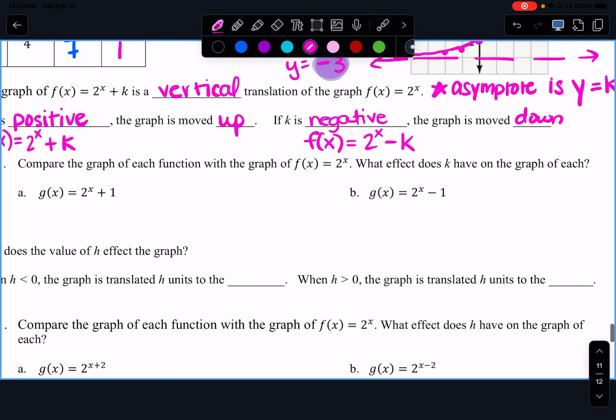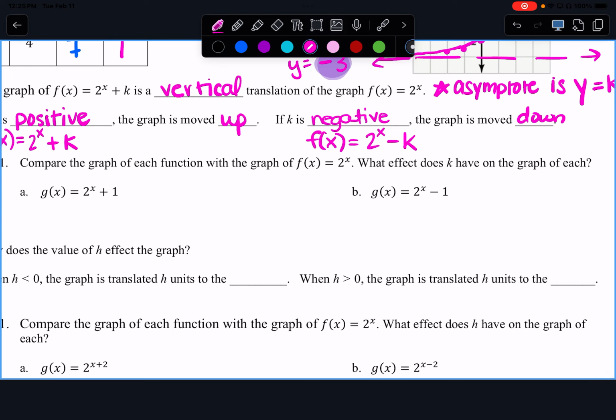So we're going to look at questions 1 and 2 real quick. Okay, so for question 1, we have plus 1 added outside the function. So that's going to move our graph how? Up 1. All right, this one is minus 1. So how is that going to move our graph? Down 1.